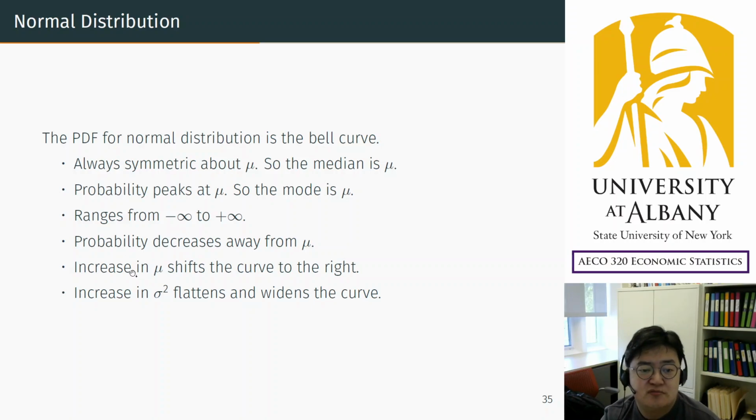And a change in mu, a change in the center, makes a parallel shift. And an increase in sigma is about the slope, right? So you basically understand what the normal distribution looks like.